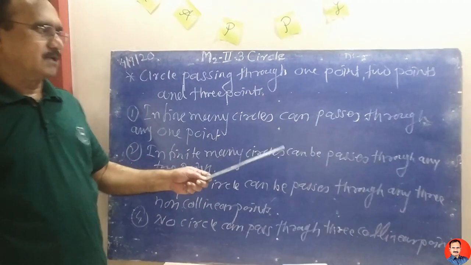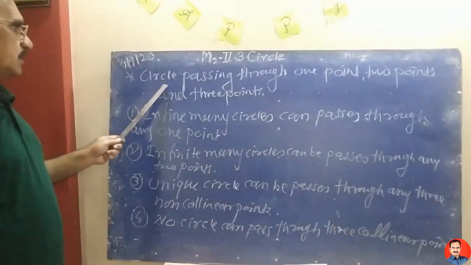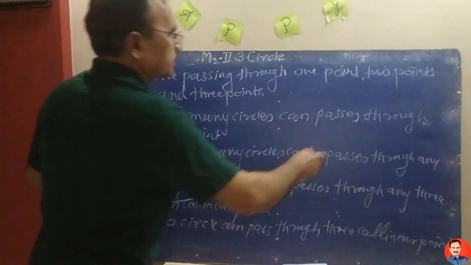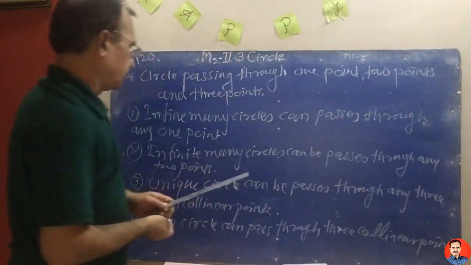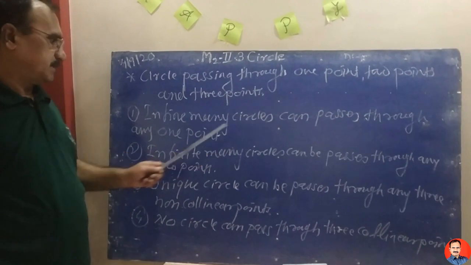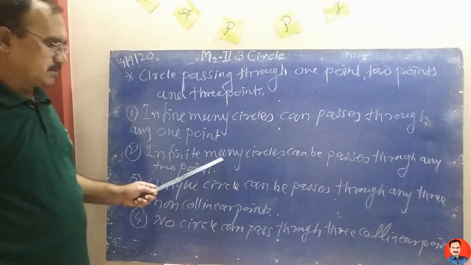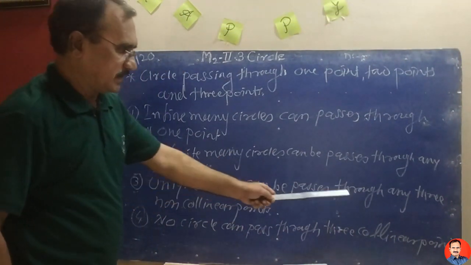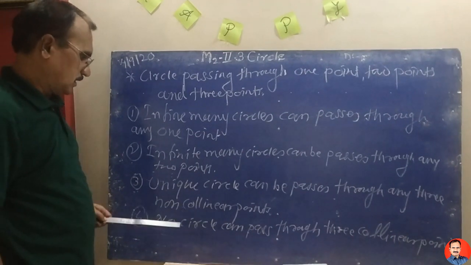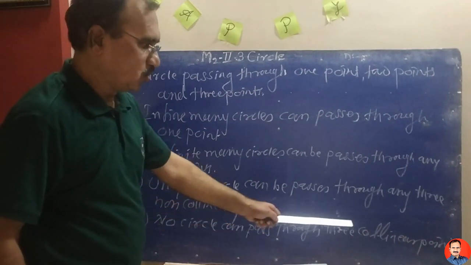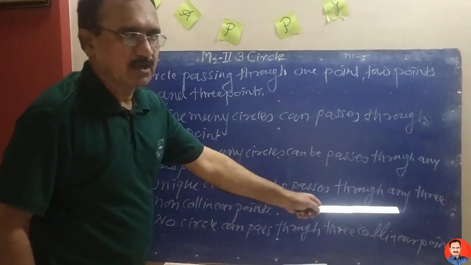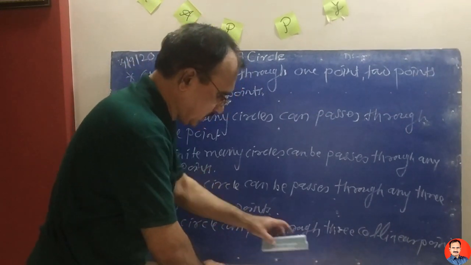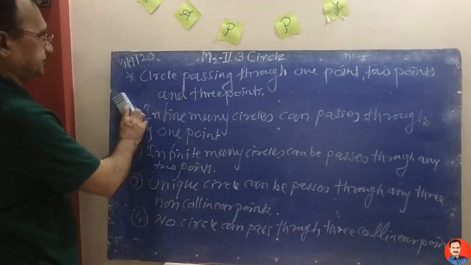You can draw all these circles after this period: circles passing through one point, two points and three points. Infinitely many circles can pass through any one point. Infinitely many circles can pass through any two points. A unique circle can pass through any three non-collinear points, and no circle can pass through three collinear points. These are the conclusions. You write this conclusion and then we are going to see the next point, that is the tangent theorem.